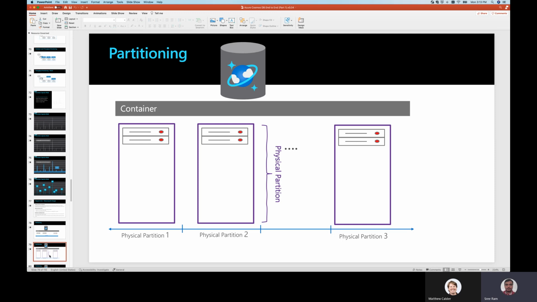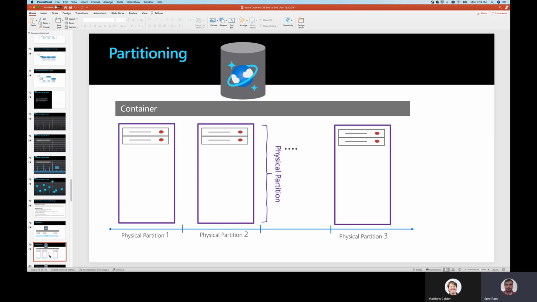There are two kinds of partitions in Cosmos DB. One is a physical partition and another one is a logical partition. A physical partition is a partition wherein we actually provide the physical resources underneath, such as CPUs, memories, IOs, as one machine, and on top of which you define your logical partitions.